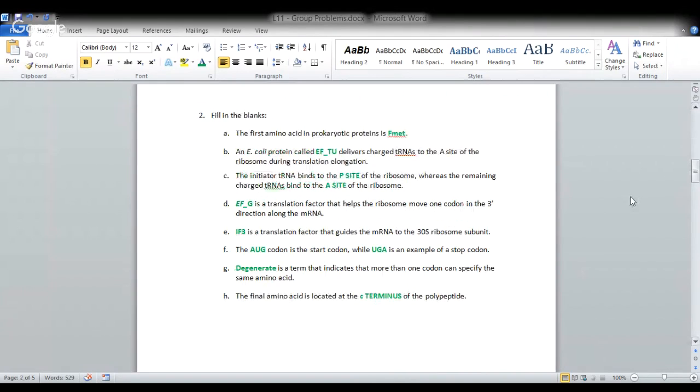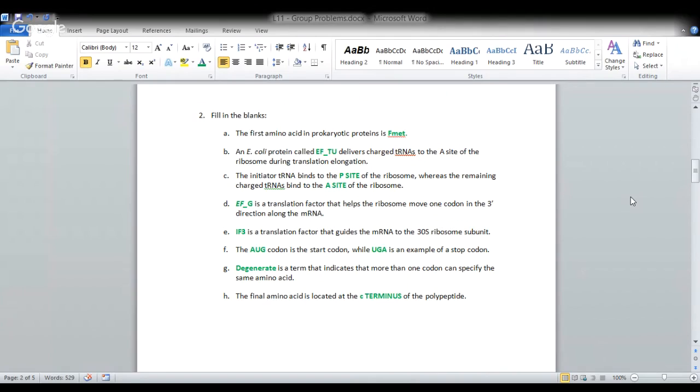Number 2, fill in the blanks. A, the first amino acid in prokaryotic proteins is fMet. B, an E. coli protein called EF-Tu delivers charged tRNAs to the A site of the ribosome during translation elongation. C, the initiator tRNA binds to the P site of the ribosome, whereas the remaining charged tRNAs bind to the A site of the ribosome.